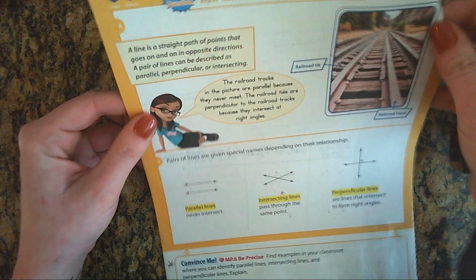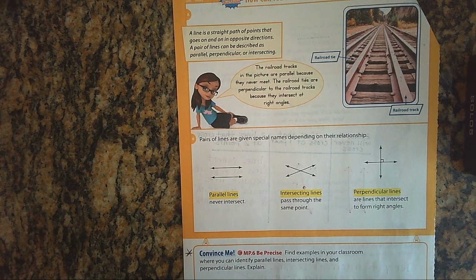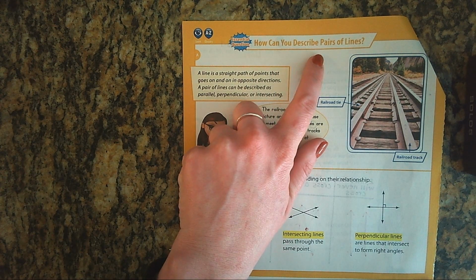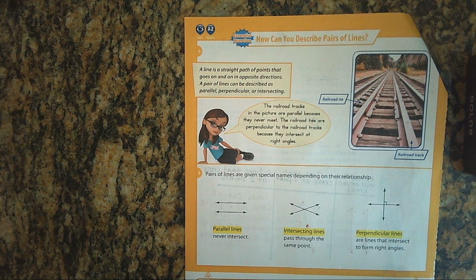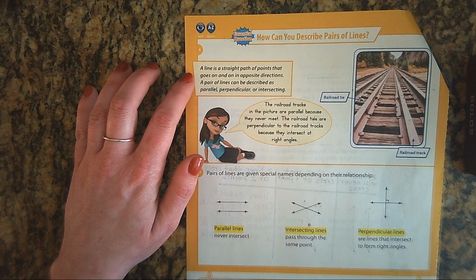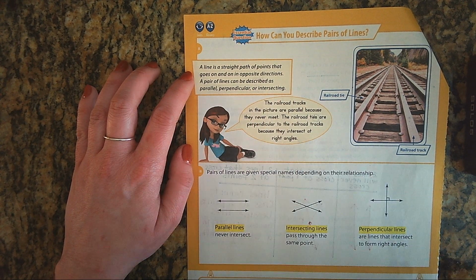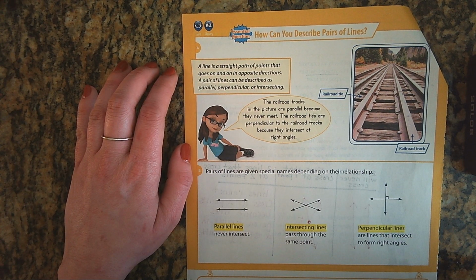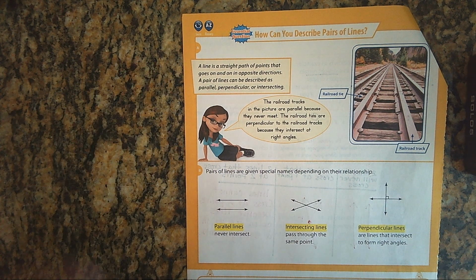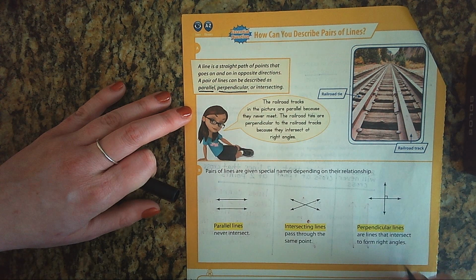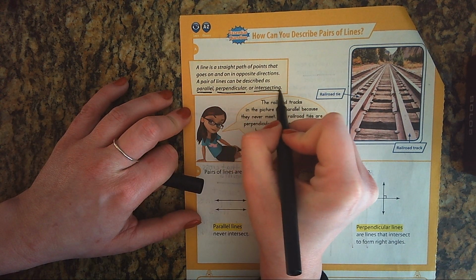and read through the important content in understanding how to classify and draw these lines. Our essential question is, how can you describe pairs of lines? A line is a straight path of points that goes on and on forever in opposite directions. A pair of lines can be described as parallel, perpendicular, or intersecting.